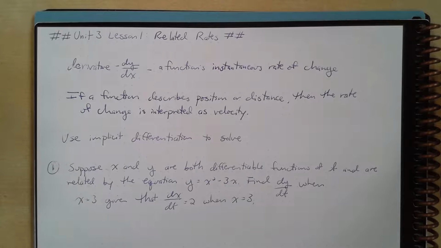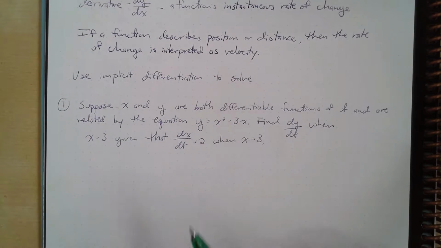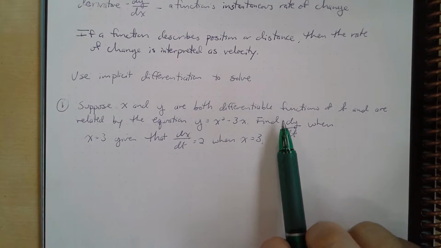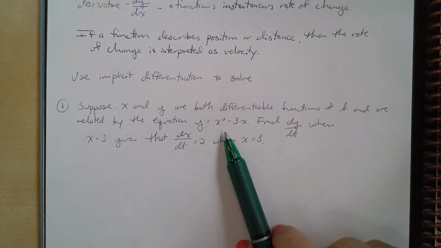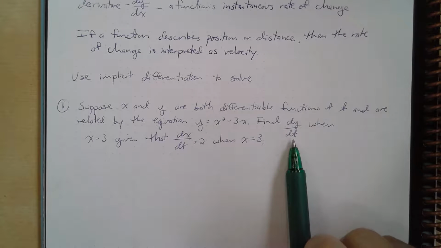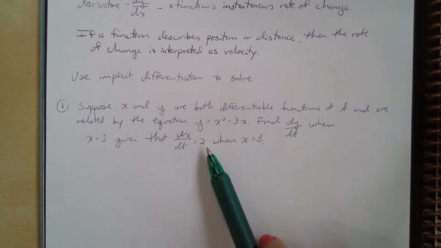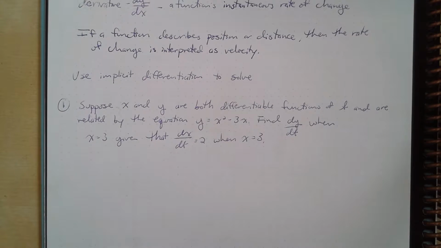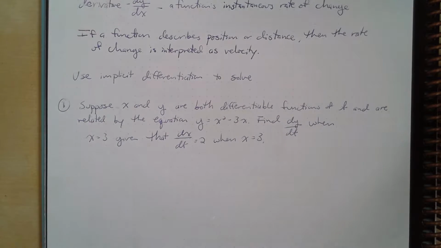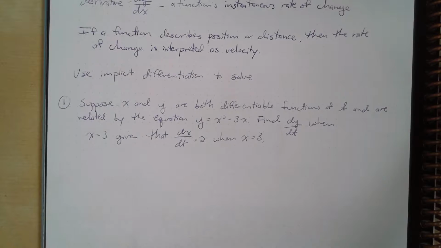Suppose x and y are both differentiable functions of t and are related by the equation y equals x squared minus 3x. We want to find dy dt when x equals 3, given that dx dt equals 2 when x is equal to 3. Well, we can do this pretty simply. This is just using implicit differentiation with respect to t this time.